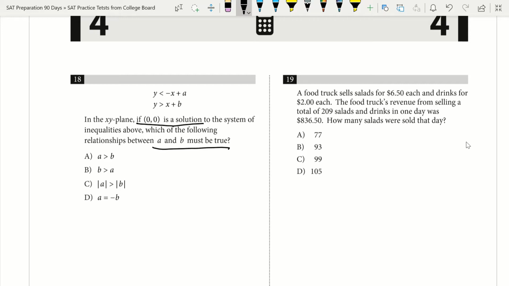Well, in this case, since 0, 0 is a solution, I can just plug in zeros for each of these and see what it says, right? So in this case, I see A has to be greater than 0, which means A has to be positive. And I see that B has to be less than 0. So B's got to be less than 0, A's got to be greater than 0. So A has to be positive, B has to be negative, therefore A has to be greater than B, and my answer there is going to be A for 18.